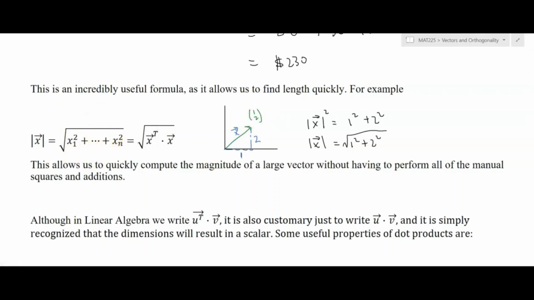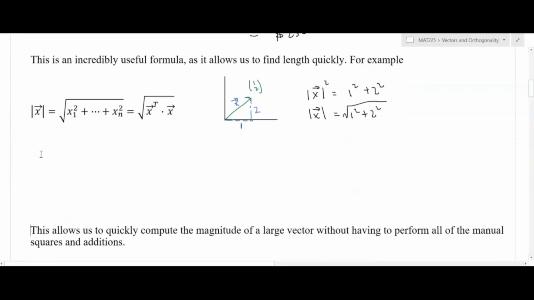So with respect to dot products, how this helps us is because I can express the length of a vector in terms of the dot product. So here we see that this is just the sum of the squared components. Well, if we think about what x1 squared is, that's just x1 times x1, plus x2 times x2, all the way up to plus xn times xn.